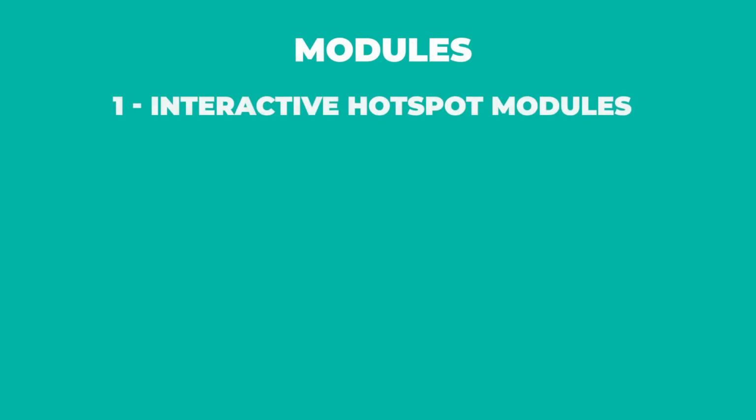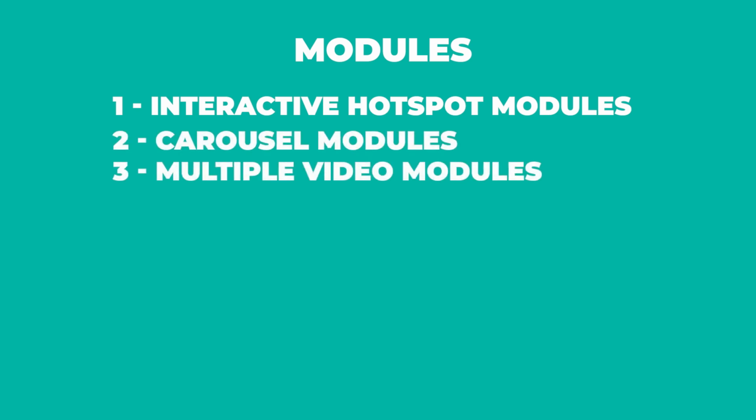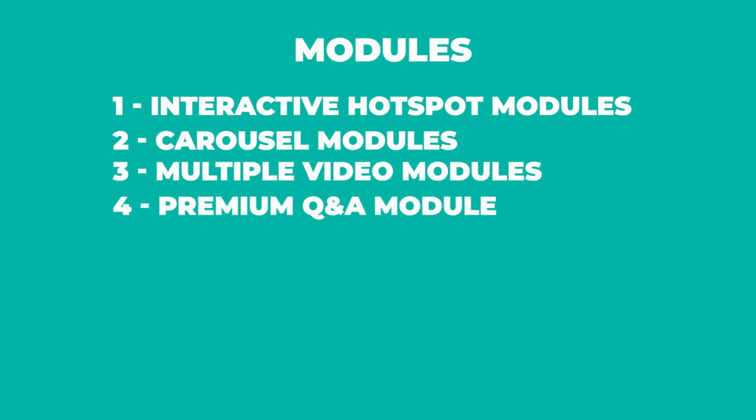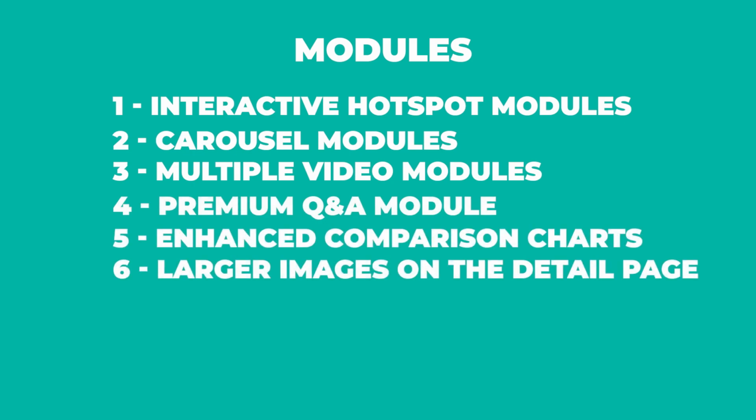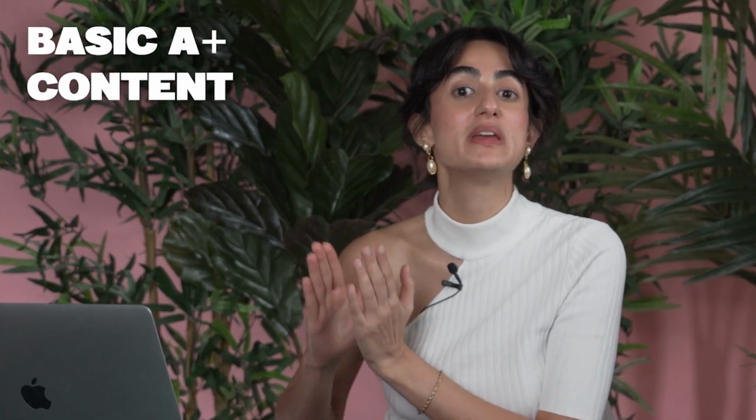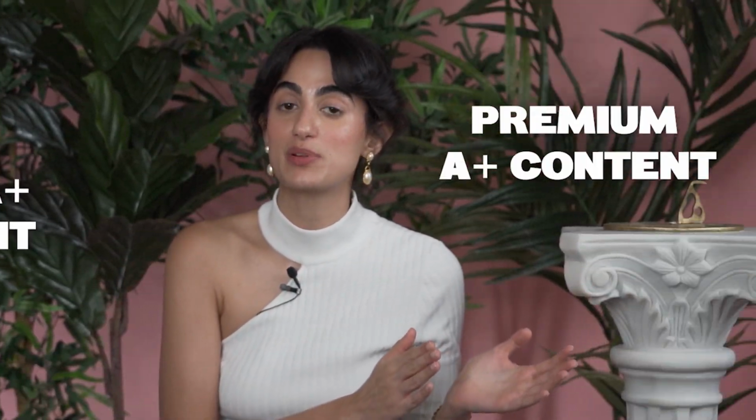So here are some of the modules that have been introduced to the premium A+ content. Interactive hotspot modules, image carousels, multiple video modules, premium Q&A module, enhanced comparison charts, and lastly, larger images on your detail page. Now, I've already verbally explained to you what the differences between the basic A+ content and the premium A+ content is, but now I want to take it a step further and show you visually what the differences look like.